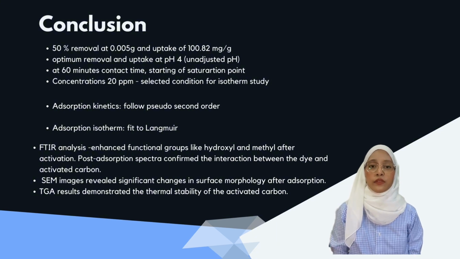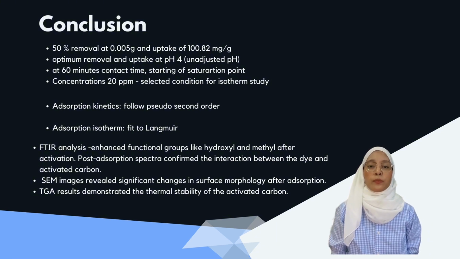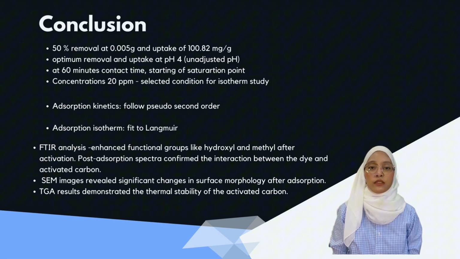In this study, 50% removal is achieved using 0.005 grams of phosphoric acid modified coffee husk activated carbon to remove malachite green, with an uptake of 100.82 mg per gram. Optimal conditions for maximum removal and uptake were observed at pH 4, which is the unadjusted pH. For contact time, 60 minutes is chosen as it is the starting point of saturation. Next, the initial concentration of malachite green dye was maintained at 20 parts per million.